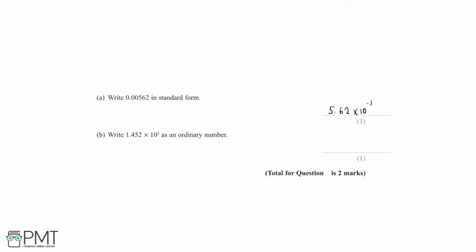Now in part B, we need to write 1.452 times 10 to the 3 as an ordinary number. Well, 10 to the power of 3 is equal to 1000, and so 1.452 multiplied by 1000 is equal to 1452. And so to get the 2 marks in this question, we get 1 mark for correctly answering part A, and for getting an answer of 5.62 times 10 to the minus 3. And in part B, we get 1 mark for getting the correct answer of 1452. Allowing us to get the full 2 marks needed in this question.